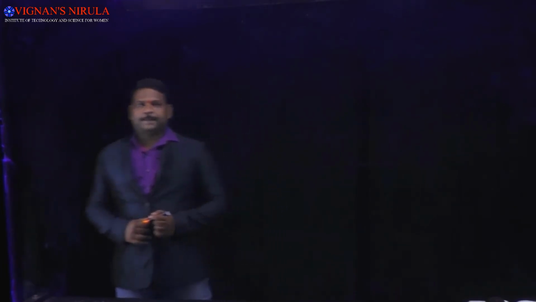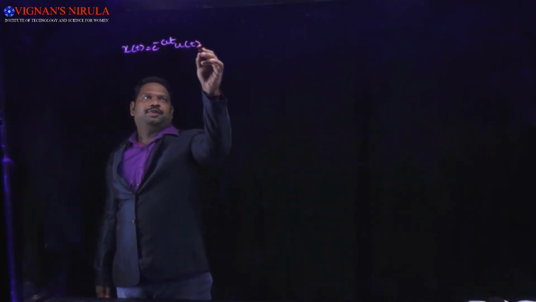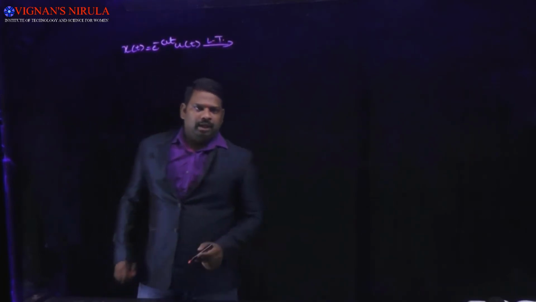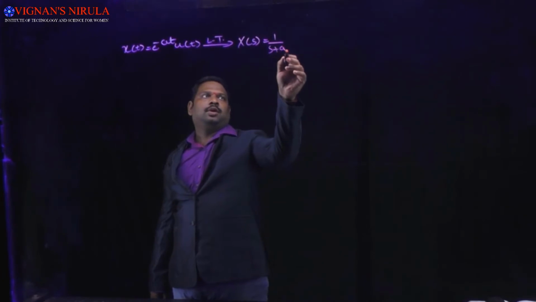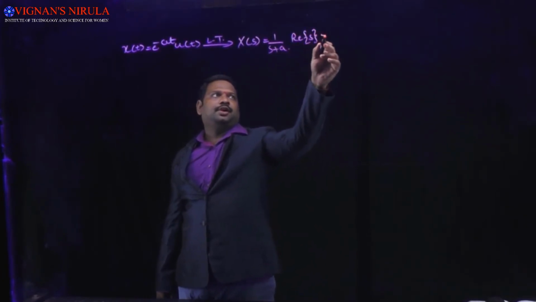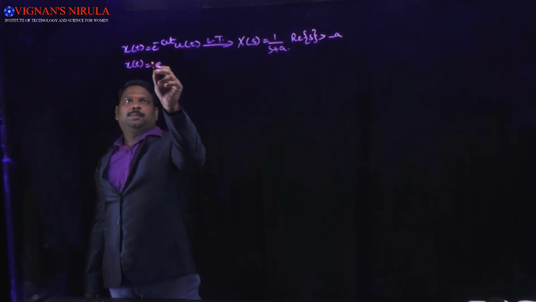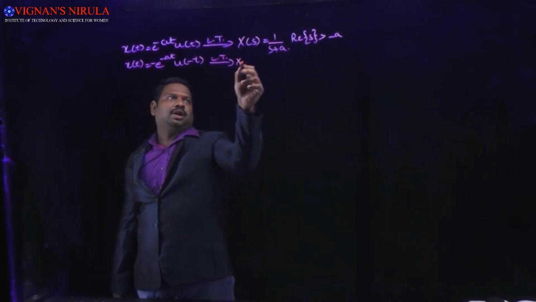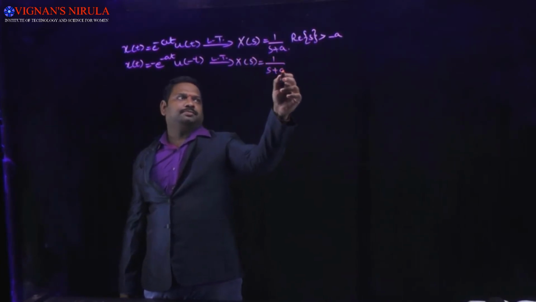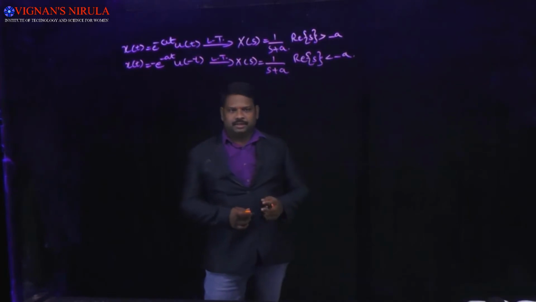Like the first one, as we have calculated, the Laplace transform of x of t equal to e power minus at u of t has the corresponding Laplace transform x of s, which is equal to 1 by s plus a. But the region of convergence is Re of s greater than minus a. Similarly, if we take another signal, x of t is equal to minus e power minus at u of minus t, then its Laplace transform x of s is 1 by s plus a, and Re of s will be less than minus a.